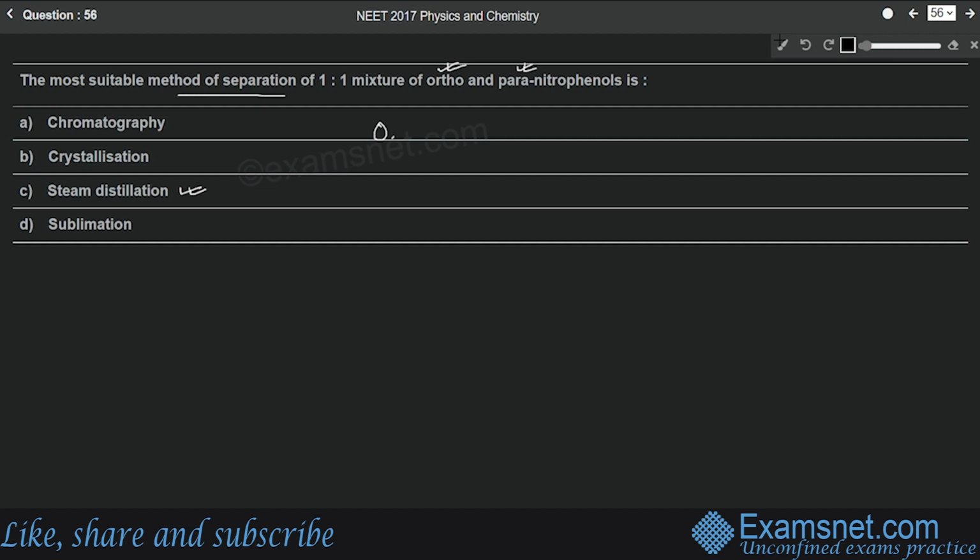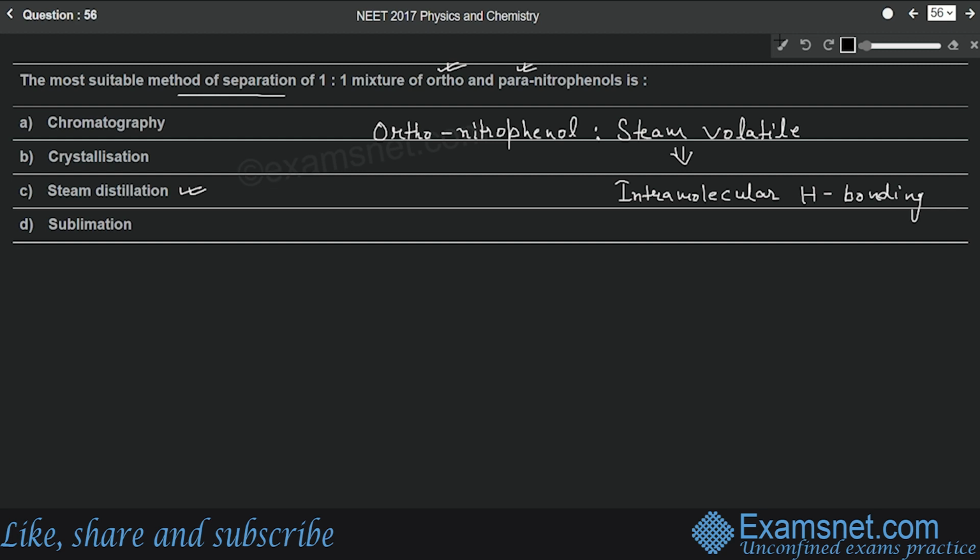So let's write it down here. The orthonitrophenol, this one is more volatile. Okay, this is steam volatile. And what is the reason? The reason is the intramolecular hydrogen bonding. There is no intermolecular bonding, so it can easily be vaporized.